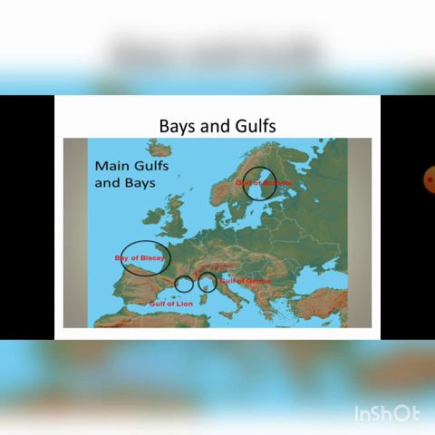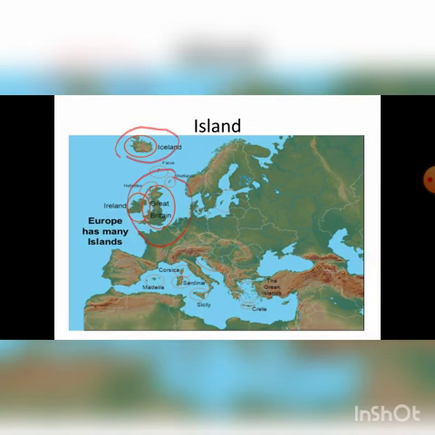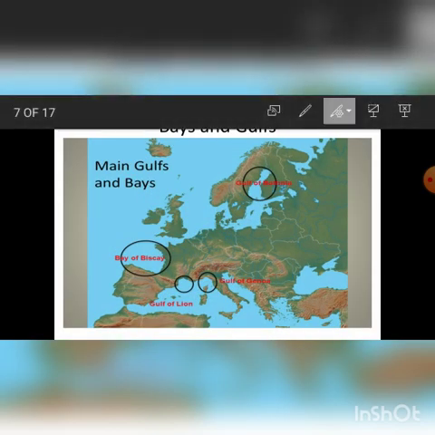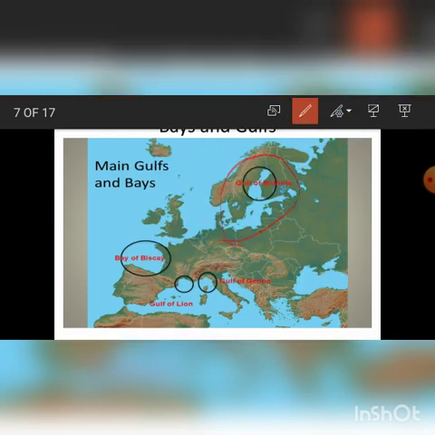Bays and gulfs are parts of the sea enclosed by land on three sides. In a bay, the land curves inwards and the mouth of the bay is usually wide, as in the Bay of Bengal. A gulf is a narrow inlet of the sea and has a narrow mouth. The entire Baltic Sea, as you can see in the map, is a large gulf.